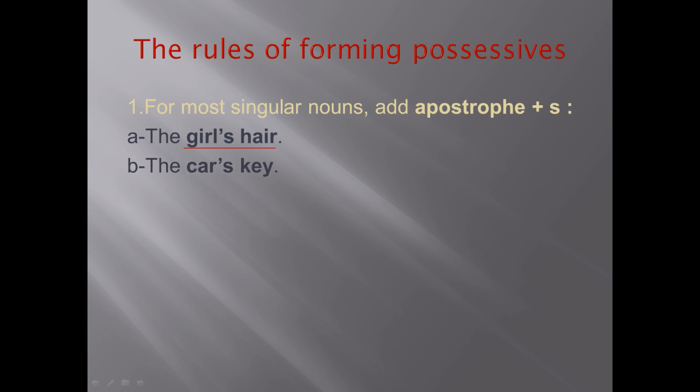In the second example here, I have the car's key. Simply add after the singular noun car apostrophe at the top before the S. Key, the car's key. The key belongs to the car.